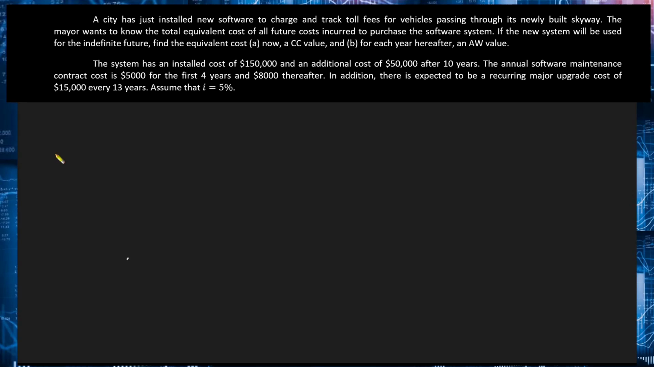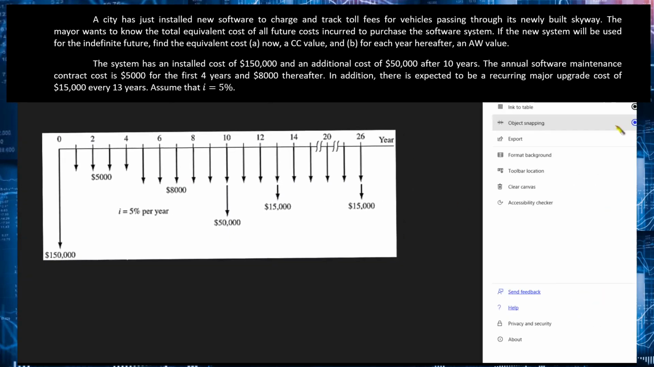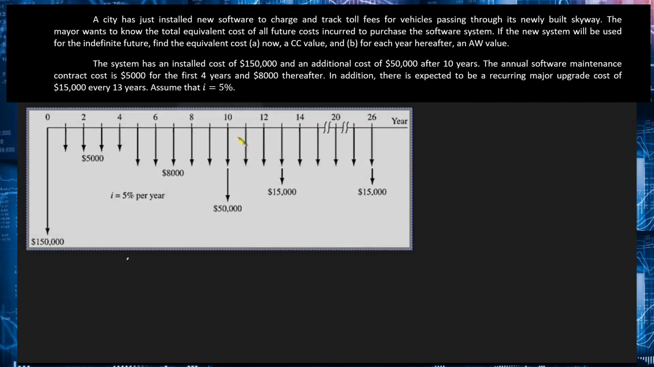Assume that the interest rate is 5% per year. Okay, so we are simply going to apply the 5-step procedure to find the capitalized cost. So again, first, let us draw the cash flow diagram muna. Based doon sa mga given na cash flow sa problem, ito yung magiging itsura ng cash flow diagram natin.